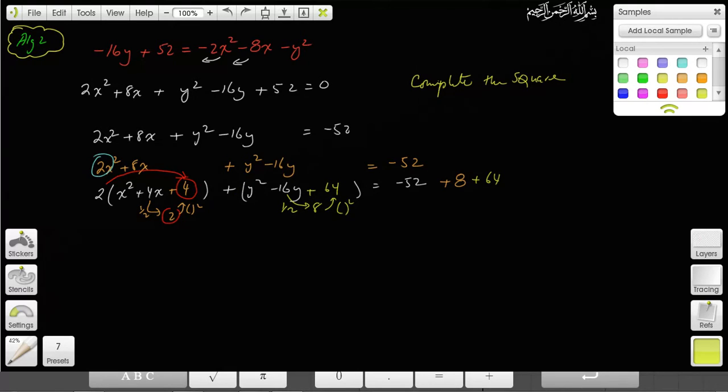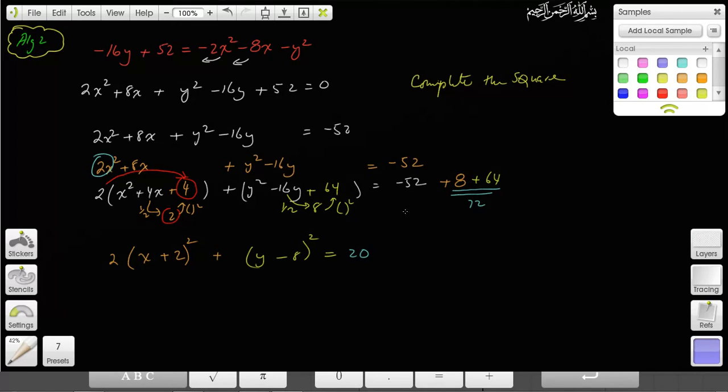Now you can complete the square, see? So it's going to be 2 times the quantity x plus 2 squared plus, this is going to become y minus 8 squared equals, now let's do the math here, this is 72 minus 52, which is 20. Okay? Now it's looking more like what we want it to be, isn't it? Okay, so now we have this.